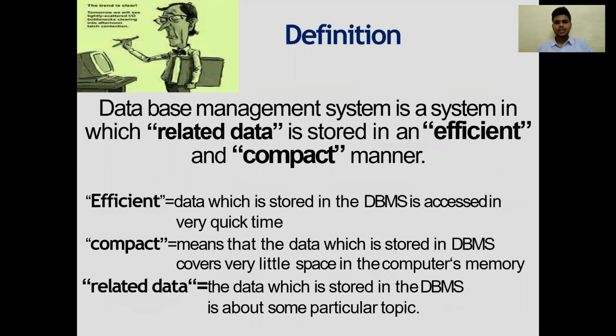compact manner. Efficient means data which is stored in the DBMS is accessed in very quick time. Compact means that the data which is stored in the database covers very little space in the computer's memory. Related data means the data which is stored in the DBMS is about some particular topic.